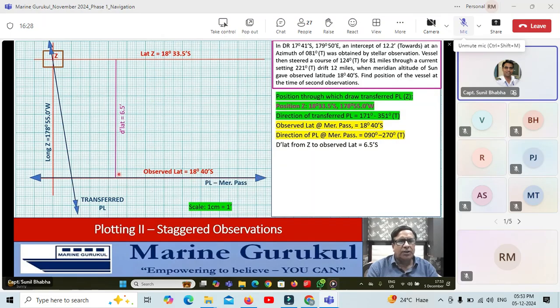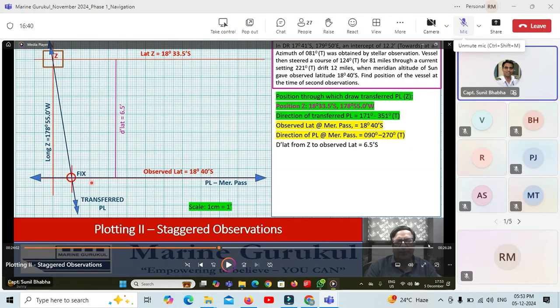So now this transferred PL and the second PL are for the same time. So this is the position of the vessel at the time of second observation. And now we know that the latitude is directly visible on the screen. Okay, so we have the second PL also as well as the fix in the plot now. Any doubts up to here? No, sir. Great, beta. Very good.